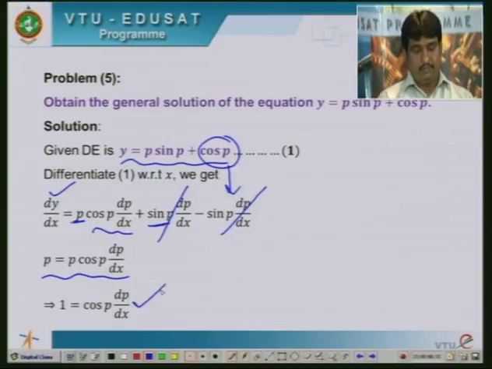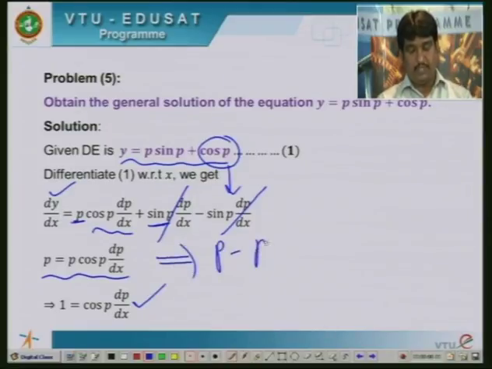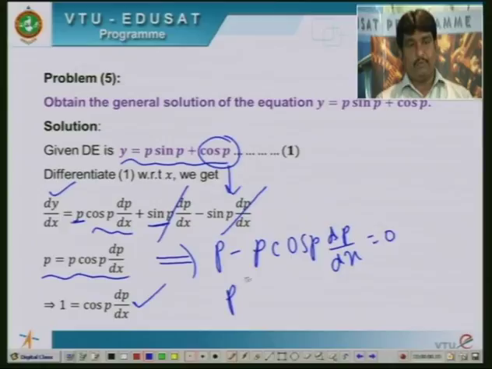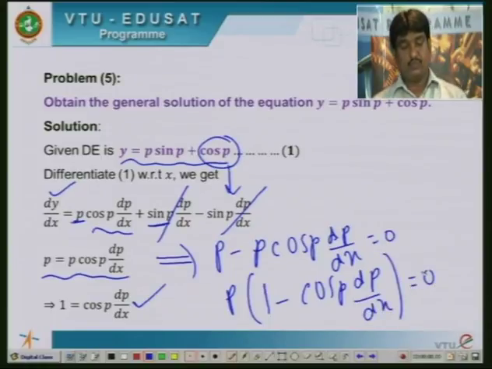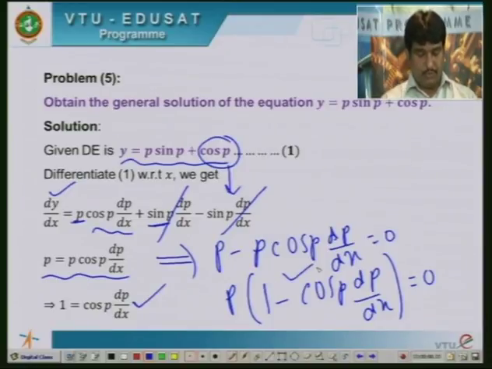Even if you consider this as p minus p into cos p into dp by dx equals 0. So we have p into 1 minus cos p into dp by dx equals 0. So one factor, I am equating this to 0, which is 1 equals cos p into dp by dx.